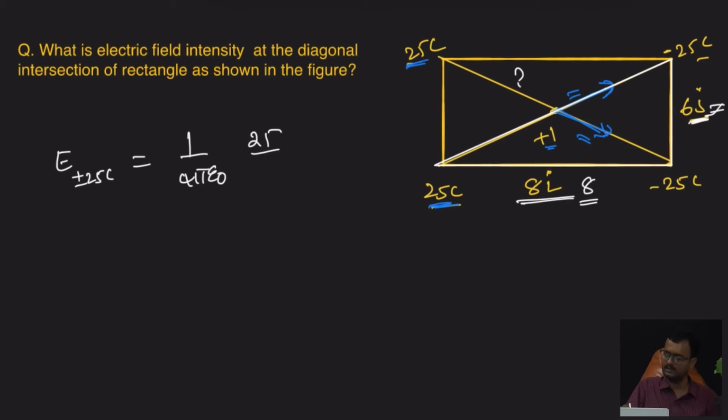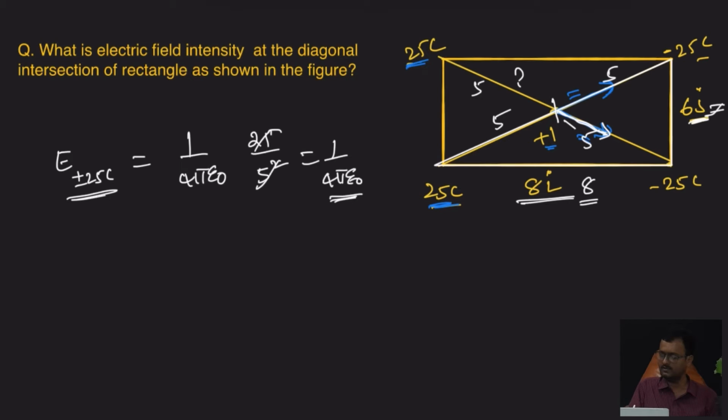From the center is the midpoint, so its length is 5, 5, 5. So each distance is 5, d square is 5 square, that is 25, so 25, 25 cancel, so we get E vector is 1 by 4 pi epsilon naught.